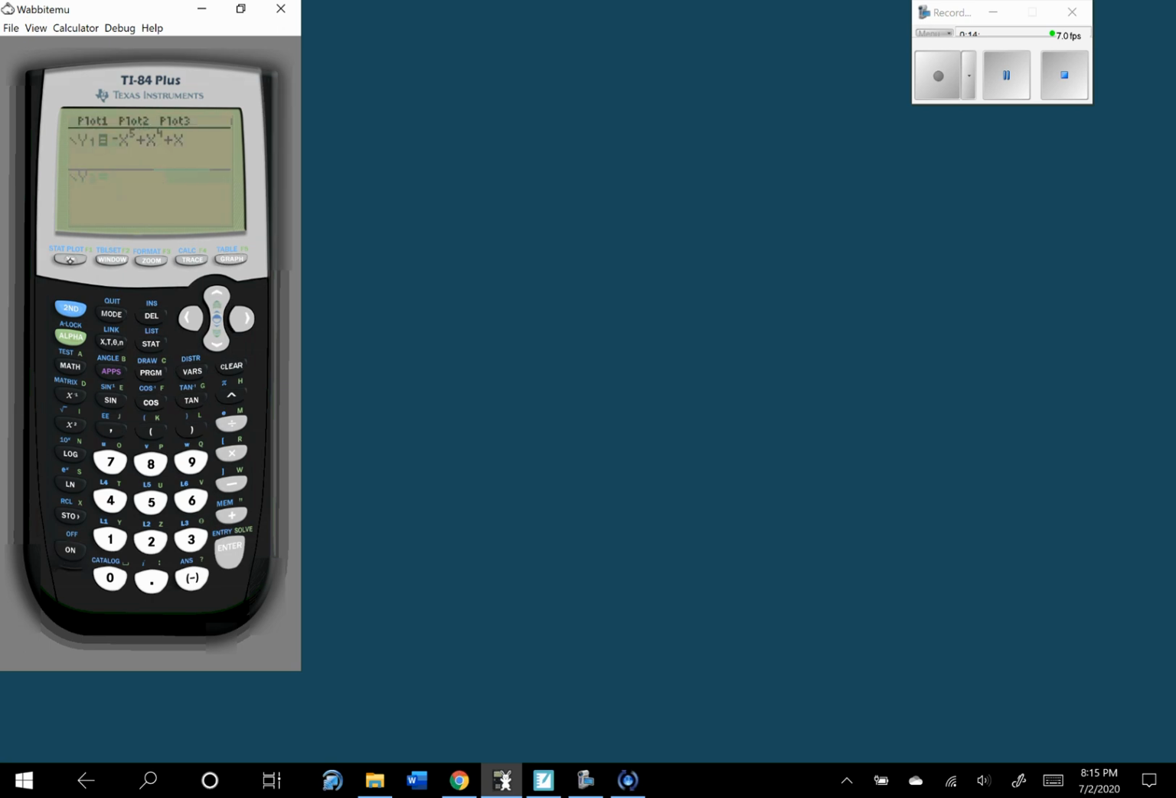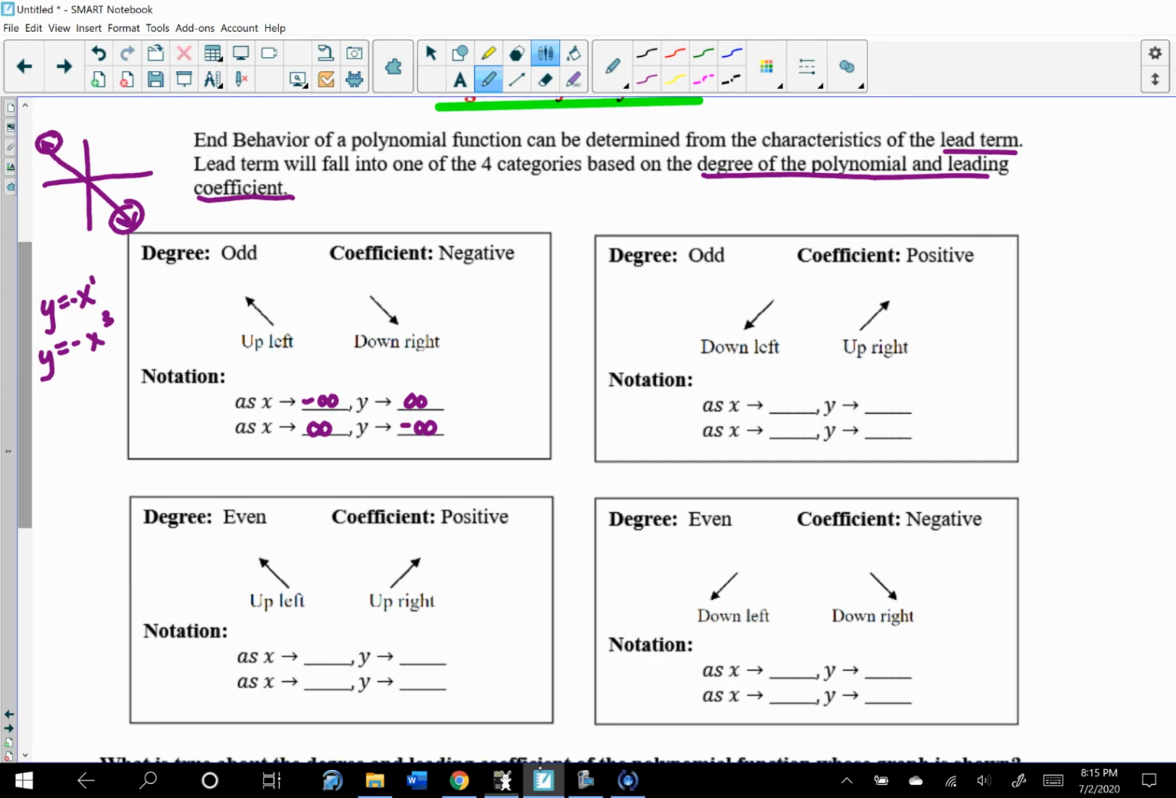down to the right. If I did x to the next odd power, which would be the 7th power, again, my graph will be up to the left and down to the right. So that is true of any degree that is odd with a negative leading coefficient if we're talking about the end behavior of a polynomial function. So it'll always be up to the left, down to the right, and this is the notation.